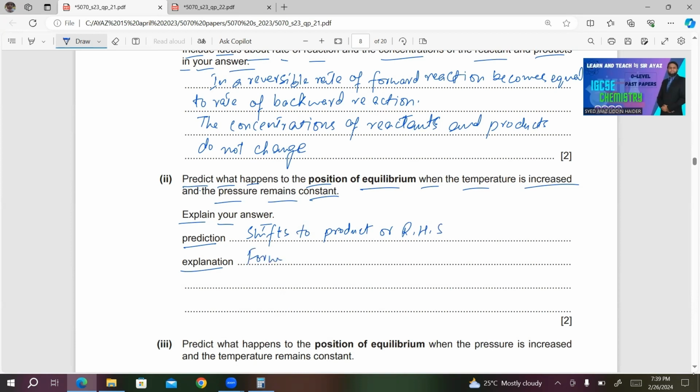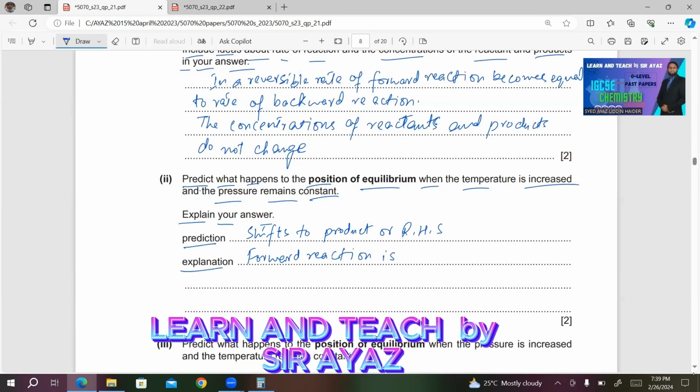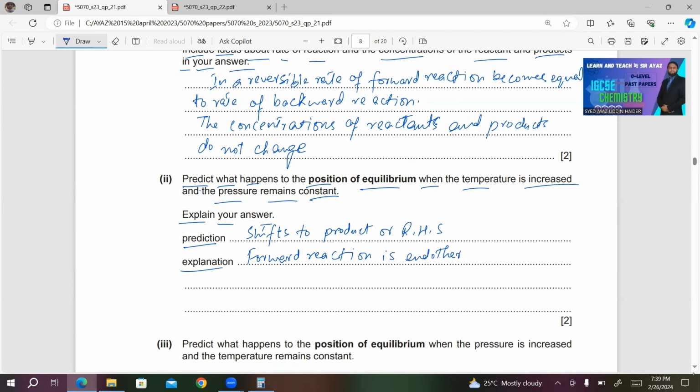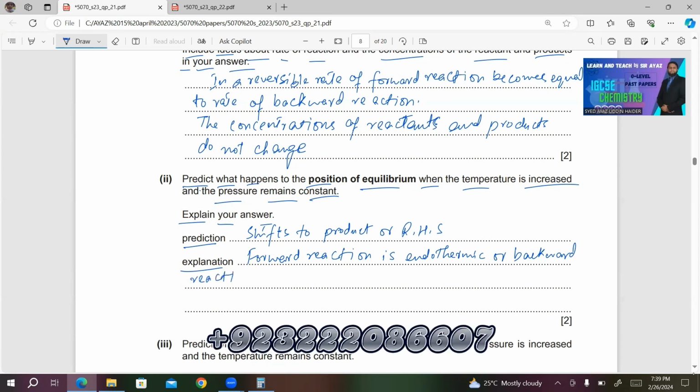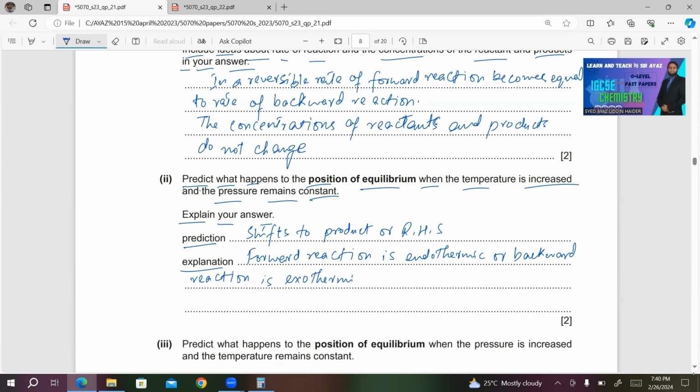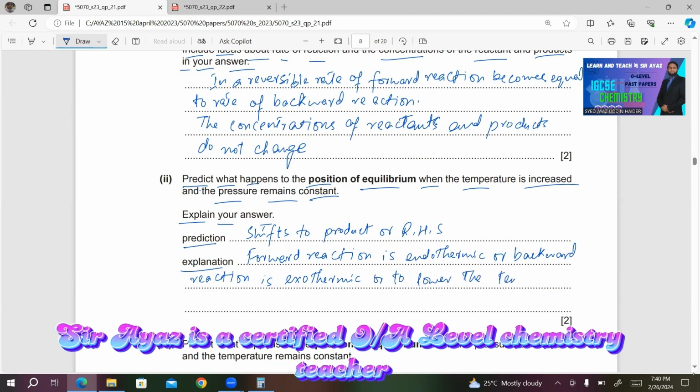Forward reaction is endothermic. Or you can write backward reaction is exothermic. What else can you write? To decrease the temperature or to lower the temperature by absorbing heat.